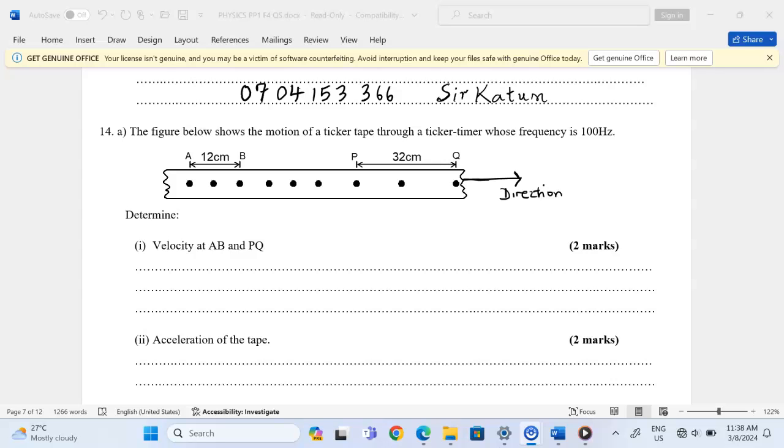We're going to discuss linear motion and circular motion. In number 14, part A, the figure below shows the motion of a ticker tape through a ticker timer whose frequency is 100 Hertz. We have the motion already displayed on the tape. Determine, part 1, the velocity at AB and also the velocity at PQ.